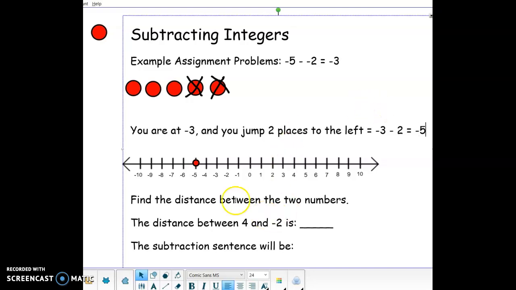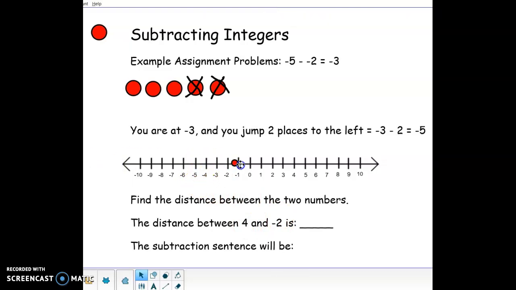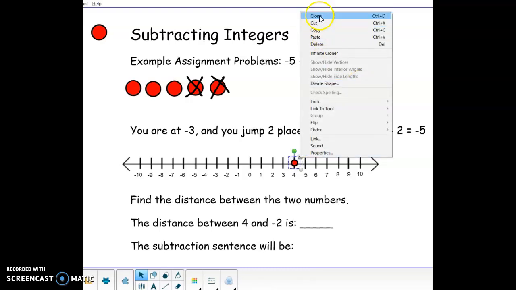Okay? And then today you're also going to have to find the distance between 2 numbers. So I have to find the distance between 4 and negative 2. So I'm going to make my number line here. Take my number line and put my positive 4. I'm going to put a dot there. And then I need to figure out the distance between positive 4 and negative 2.